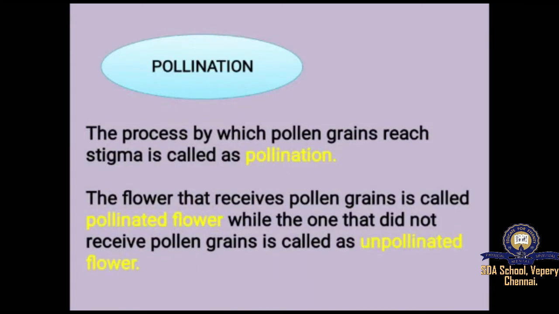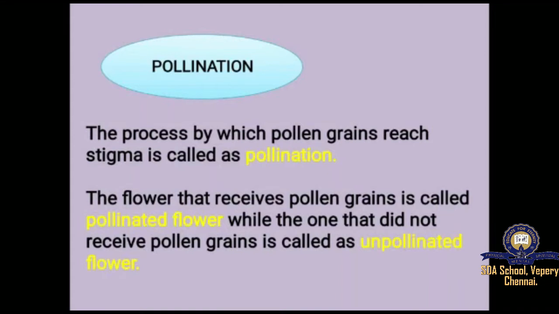Pollination: the process by which pollen grains reach the stigma is called pollination. We all know, right? Pollen grains are present in the anther of the matured flower. So when the pollen grains reach the stigma of the flower, it is called pollination.